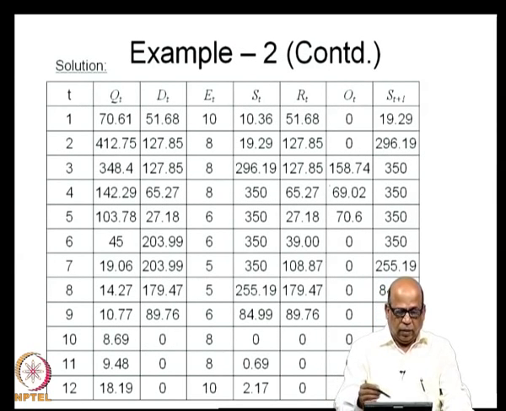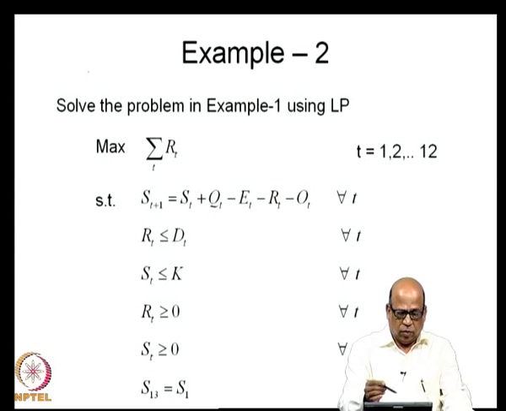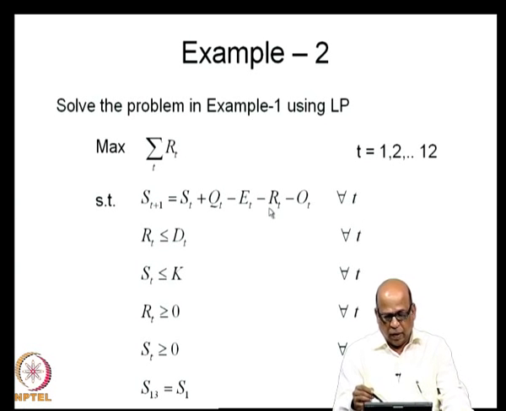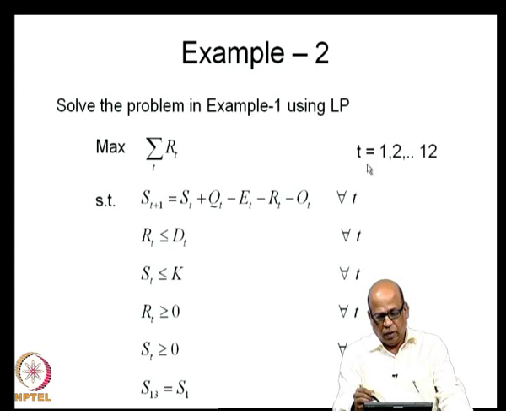All right, then we get the solution. So, what we did is that we solved this problem, maximizing sigma RT, and then put the continuity equation, RT less than or equal to dt, and all other conditions, and solve this LP problem for t equal to 1 to 12, there are 12 time periods. We use the Lingo software for this particular example.